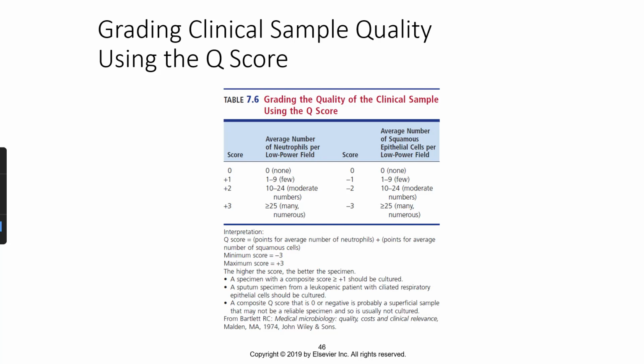So if you just do a light spit into a cup, there's not going to be any neutrophils and you're going to have a ton of epithelial cells. If you get an actual good sputum specimen from the lungs and you cough that up, you're going to see a lot of pus. And that indicates that that's the area that has the infection.